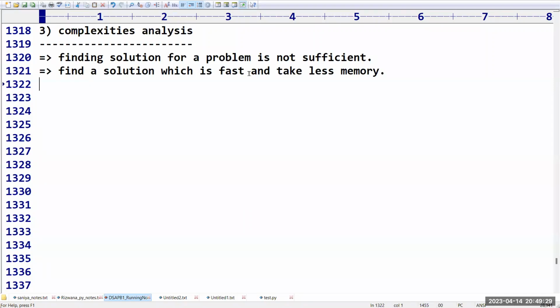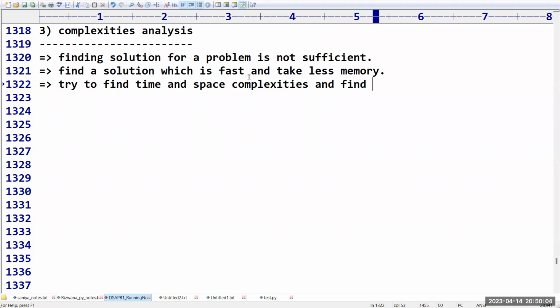This is very, very important. We have to identify the solution which will run very fast and which will take less memory. Such a type of solution we have to find out. So try to find time and space complexities. But in the last examples I told you, you can ignore space complexity because nowadays space is not at all a matter, so you have to concentrate on time. Try to find time and space complexities, find the best algorithm, and then you can implement that. Sir, where will implementation come?